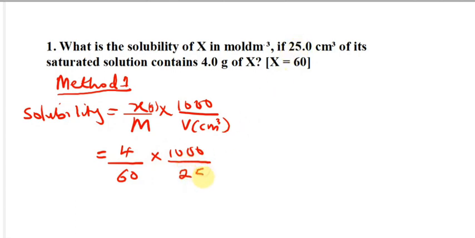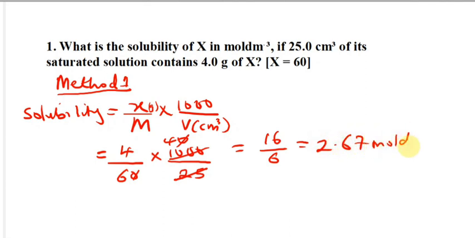that's 25. So when this cancels out this, we're going to have 40. This 0 will cancel out this. So we are left with 16 divided by 6. So when I divide this out, this is going to give me 2.67 approximately mole per dm cube.